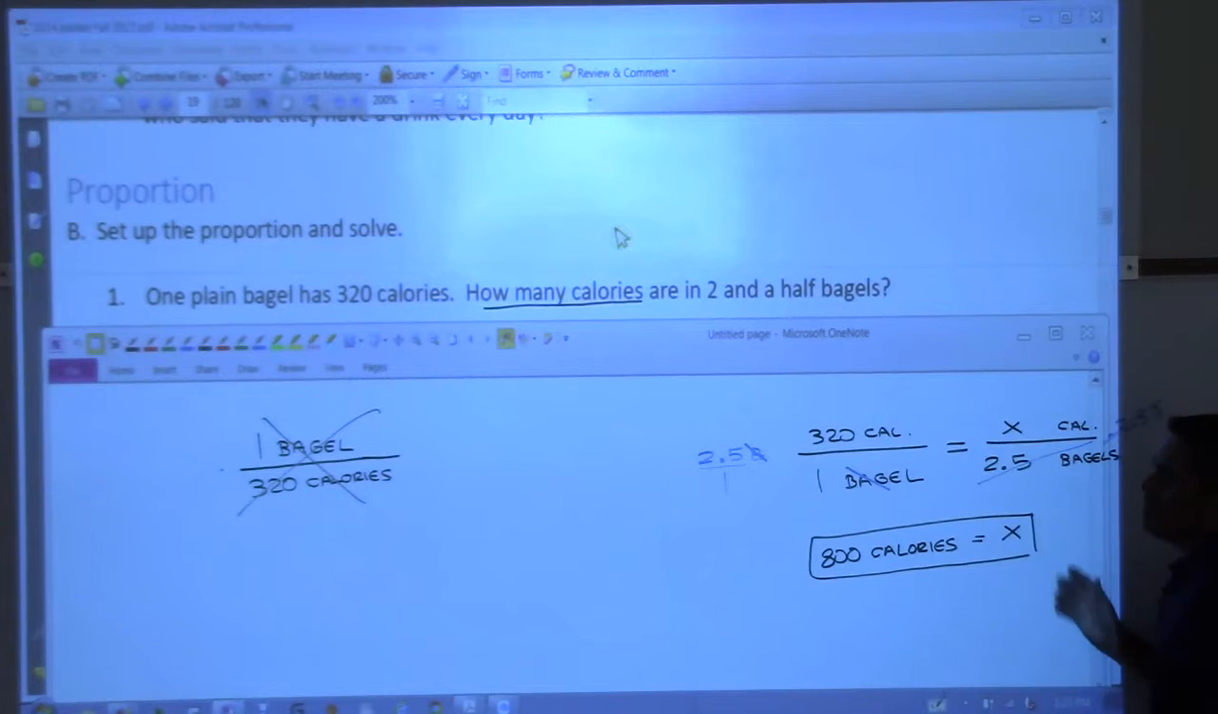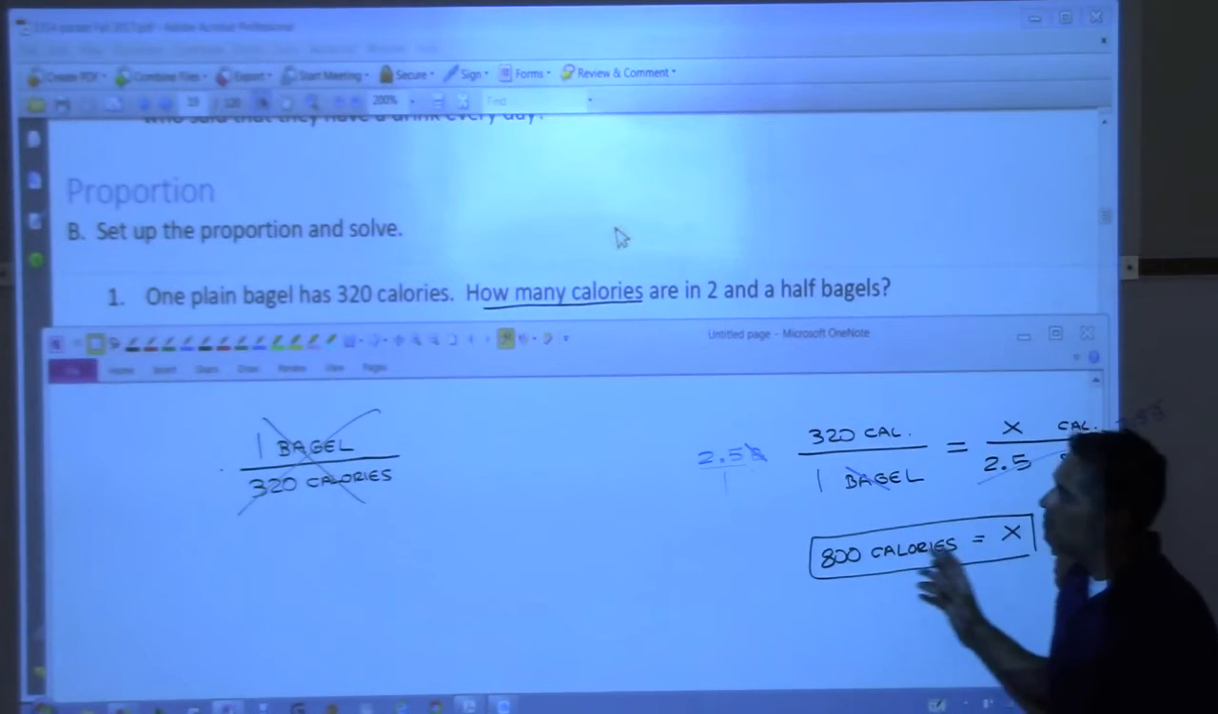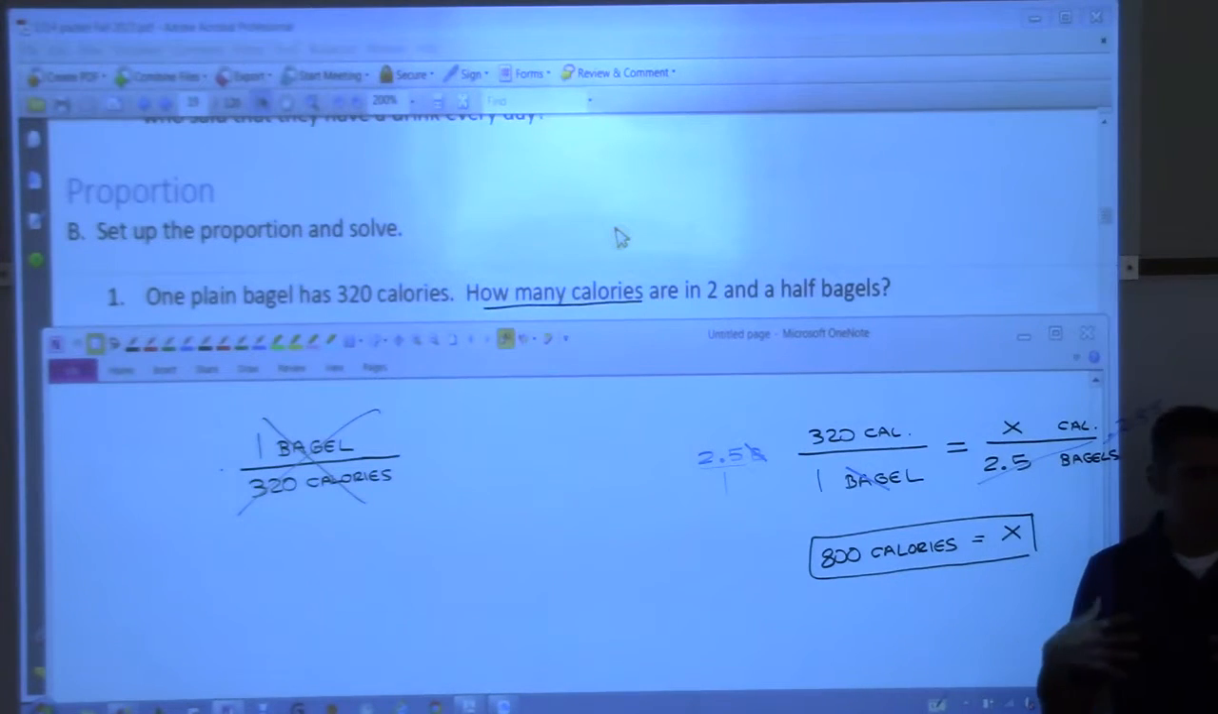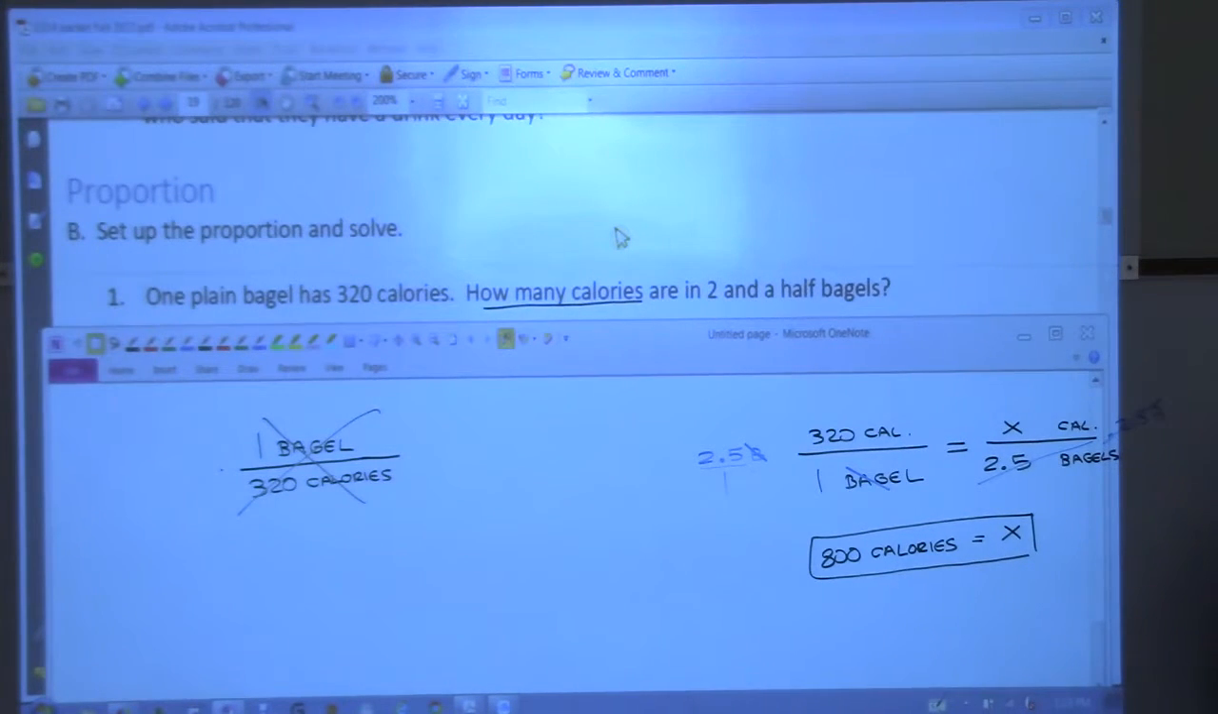Now, I realize some of you got that answer a long time ago, all right? But what's more important right now, because the problems will get harder, is that we understand how we can set up a proportion and then use that to answer the questions.